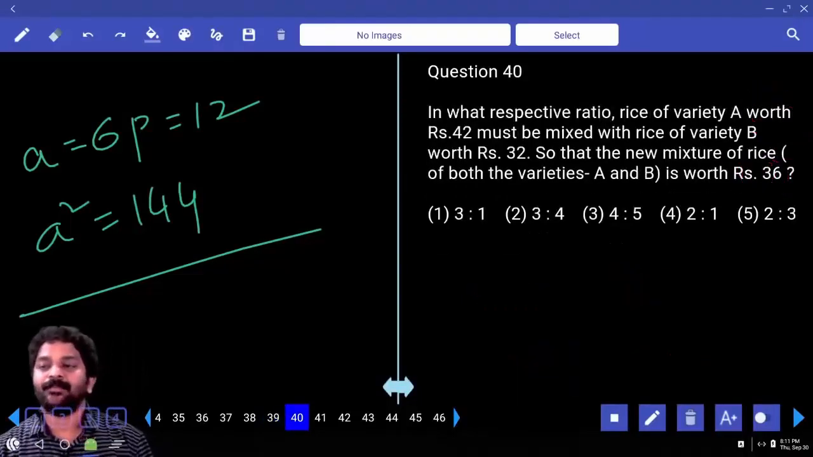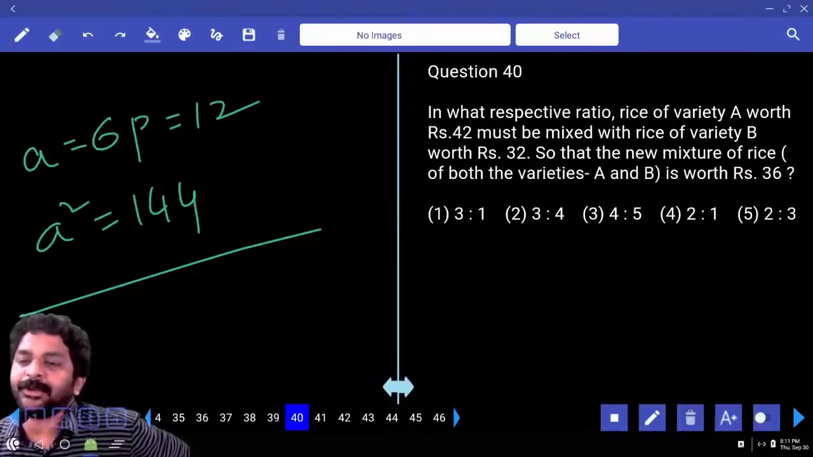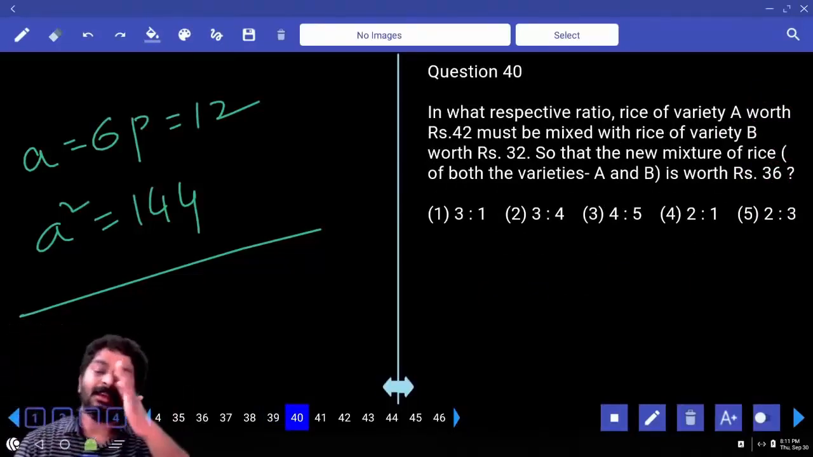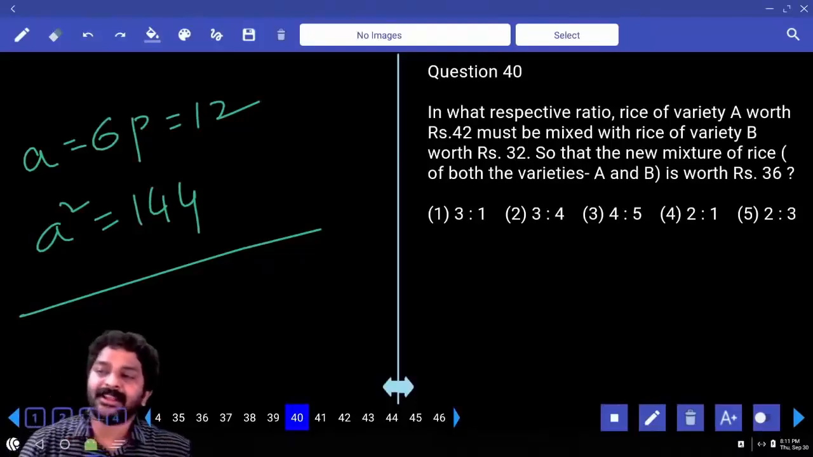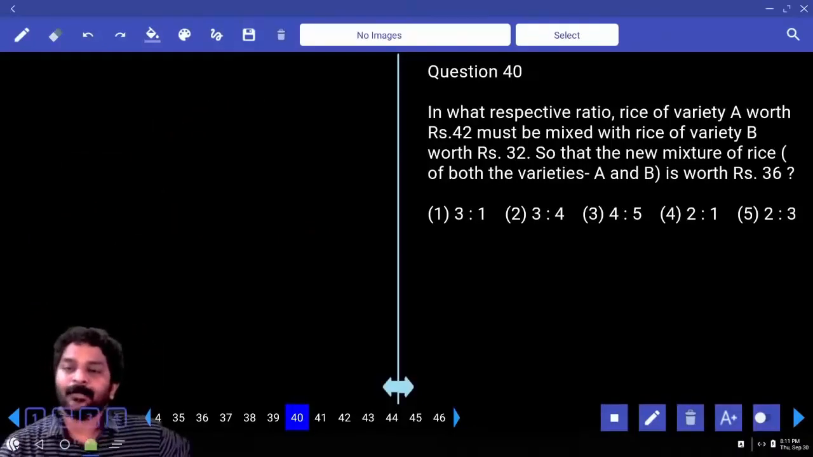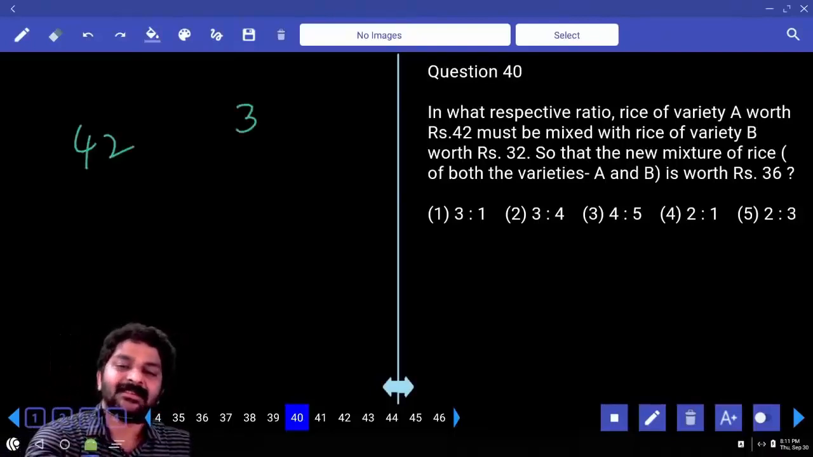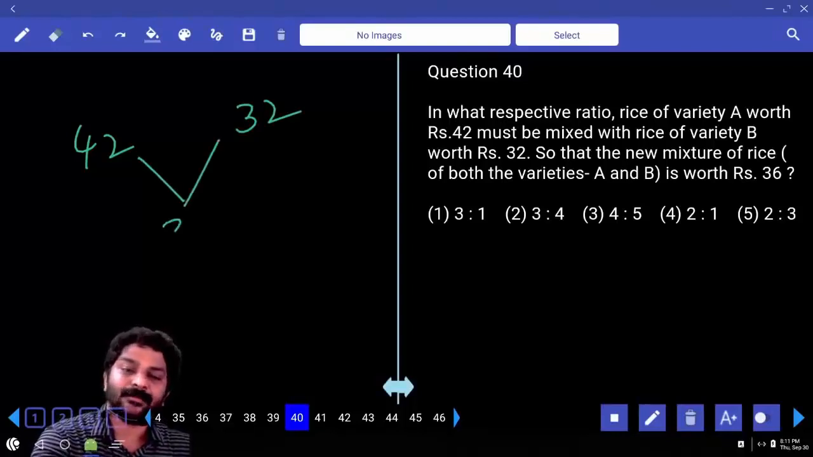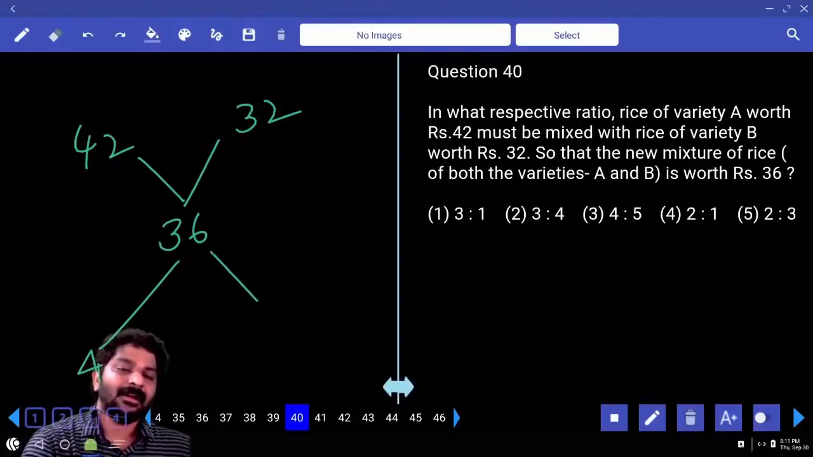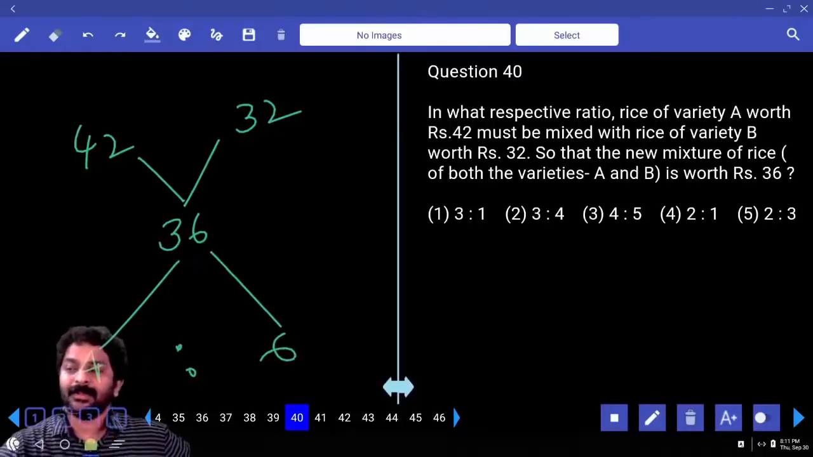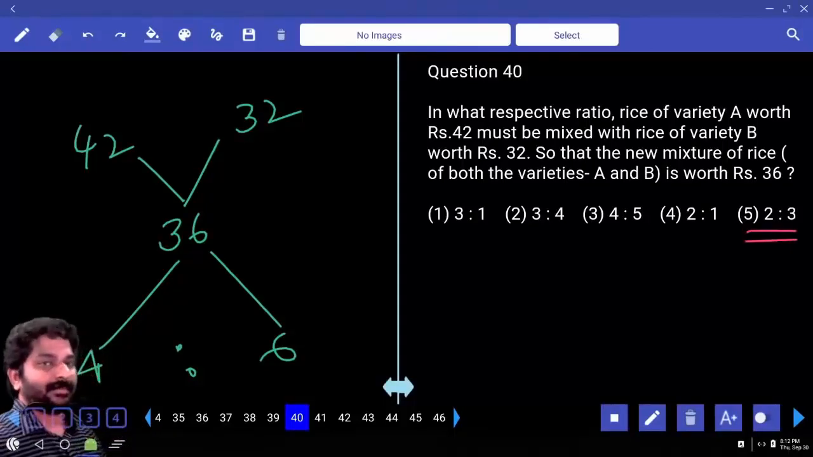What is the ratio? Rice of variety A worth 42 rupees must be mixed with rice of variety B worth 32 rupees, so that the new mixture of rice is worth 36 rupees. Direct alligation only. A price, B price, mixture price, go for alligation. How much is that difference? 4. 40 to 36 difference. Ratio, simplified form, 2:5. Fifth option. Over? So we're done with it.